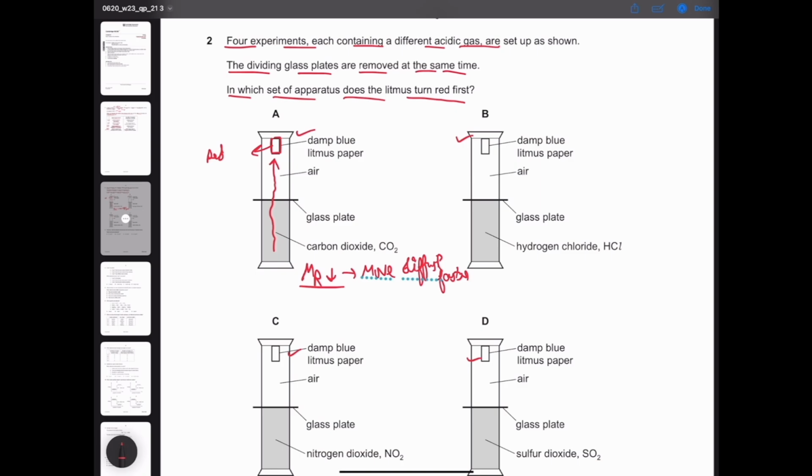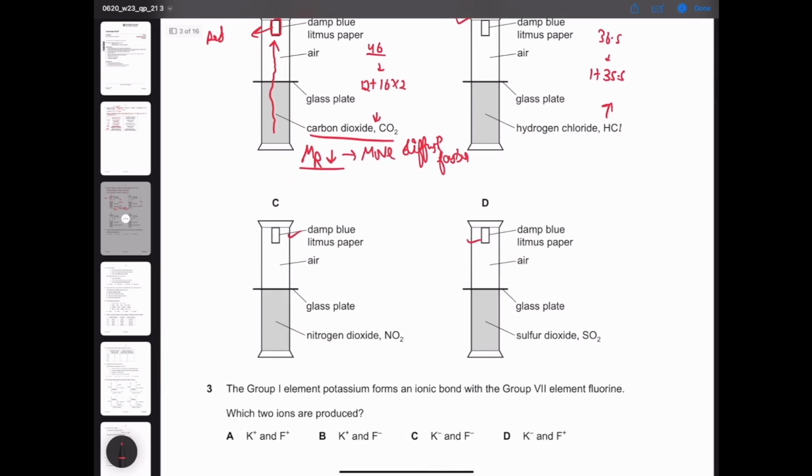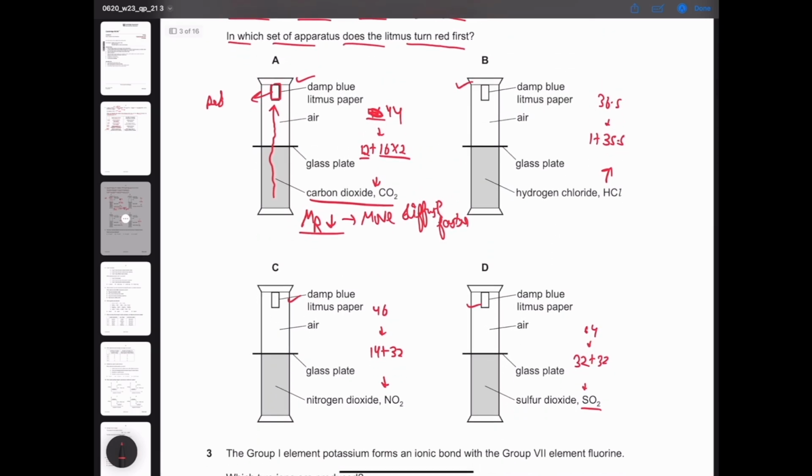Now, carbon dioxide is used here. The mass of carbon dioxide is 12 plus 16 times 2, which is 44. The mass of HCl is 1 plus 35.5, which is nearly 36.5. The mass of NO2 is 14 plus 32. Oxygen is 16 times 2, 32. So this is 46. And SO2 again, sulfur's mass is 32, two oxygens are 32, this is 64. Now you can clearly tell me which one has the lowest mass. It is HCl. So the answer should be B.